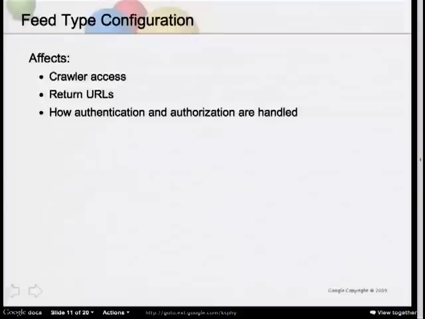So feed type configuration can affect a couple of things. One is the crawler access. We haven't talked about secure content just yet. Crawler access is a way of providing a user ID and a password to the GSA so it can fetch the documents from the server if they're secure. That would only be used if you're using a metadata and URL feed. If you're using a content feed, you're already just passing all the content, so the GSA doesn't have to do any crawling and doesn't have to provide any credentials.